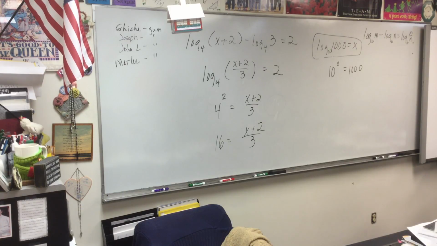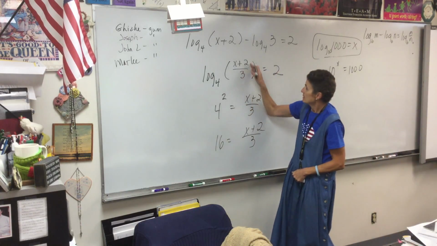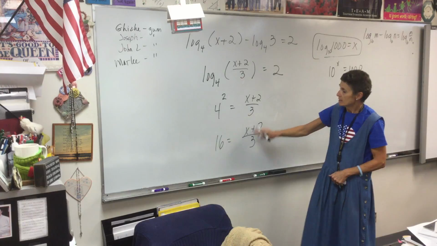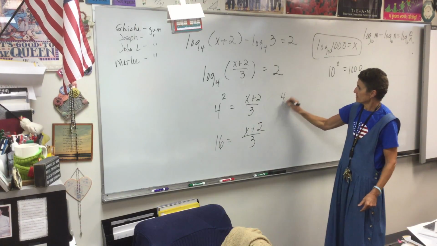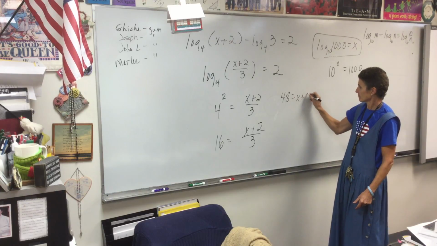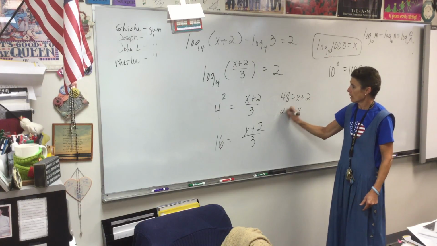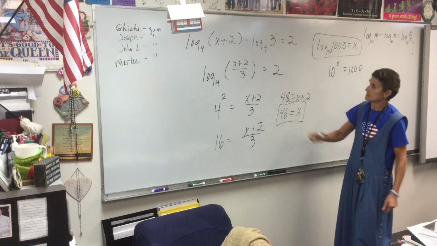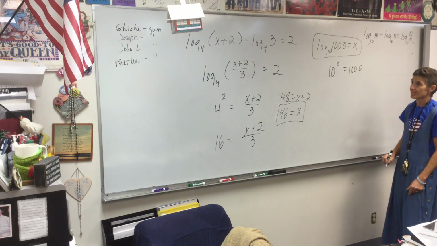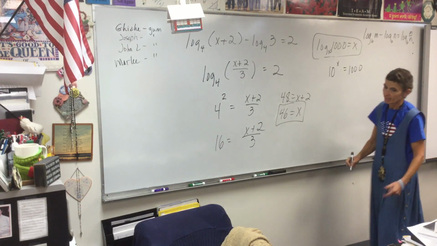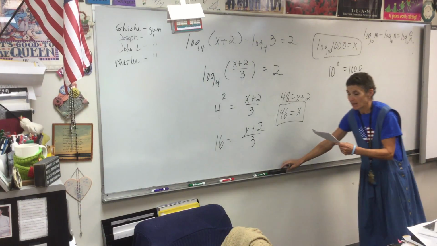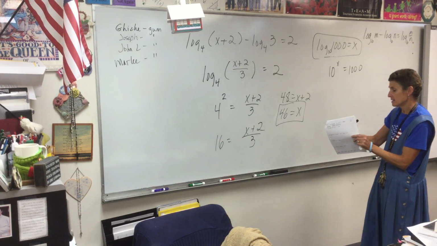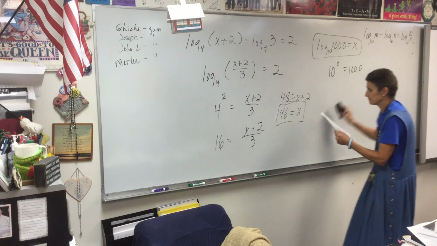So we've got 4 to the second equals x plus 2 over 3. So 16 equals x plus 2 over 3. Let's multiply by 3. And the answer to the problem is 46. Not too bad. Let's look at number 2. I'm still on the back side of page 4.